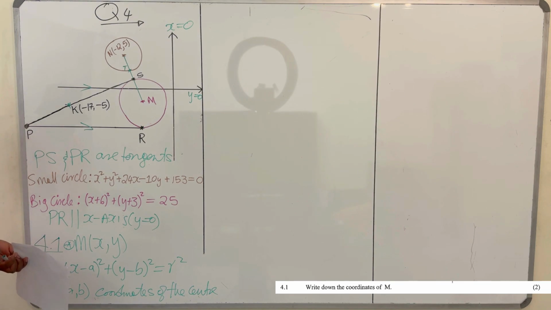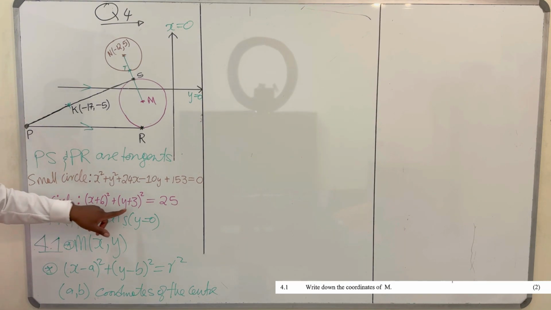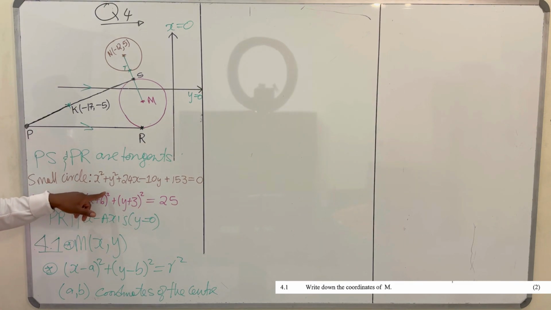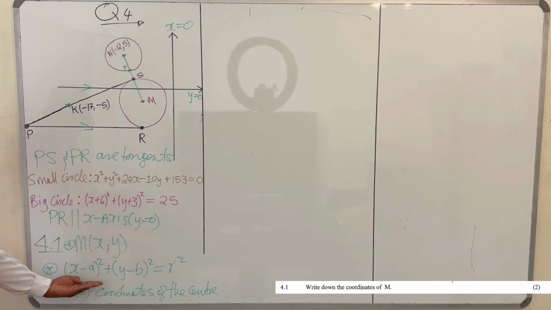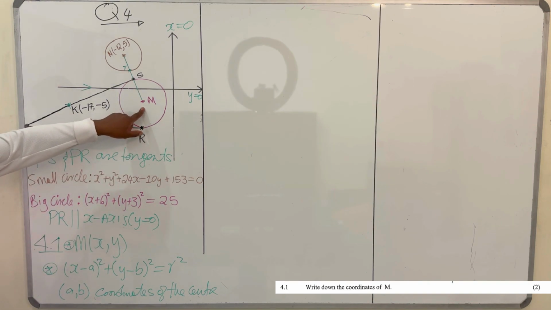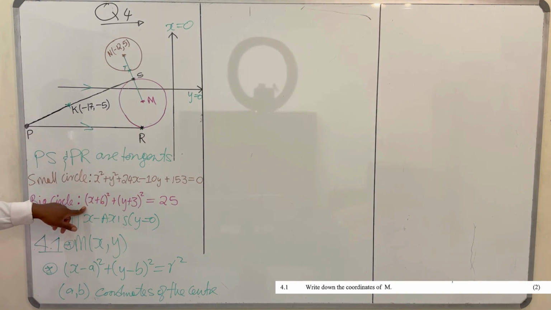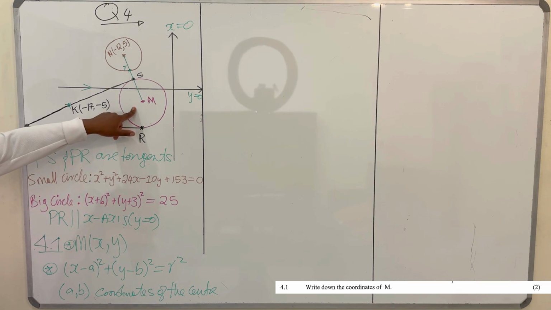So, in this case, we're given x plus 6 all squared plus y plus 3 all squared is equal to 25. So, if we have this similar to this, we can find the coordinates of the center, which are the coordinates of M. If we can find the coordinates of the center of this larger circle, then we can know what the coordinates of M are.